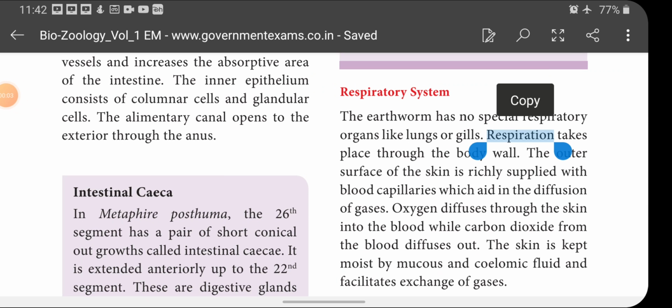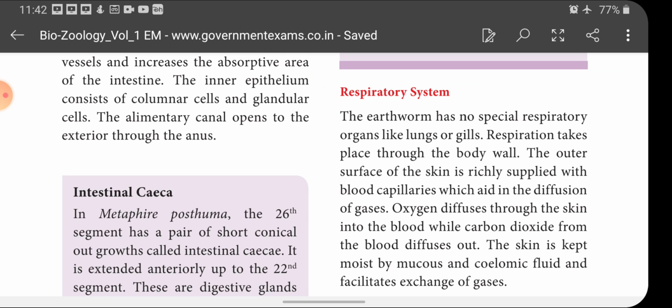Good morning, children. Today I am going to start with the respiratory system of earthworm. Last class I discussed up to the digestive system of earthworm, and now we are going to start with the respiratory system. The earthworm has no special respiratory organs like gills or lungs. Respiration actually takes place through the body wall.